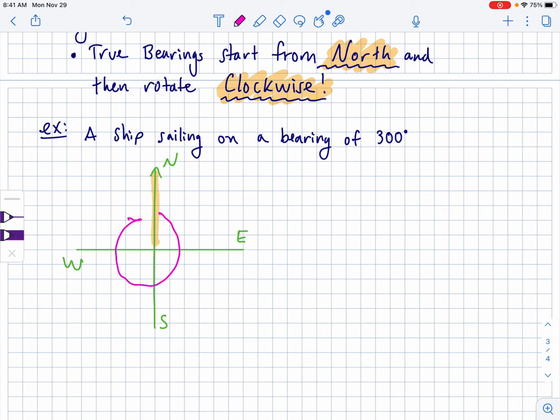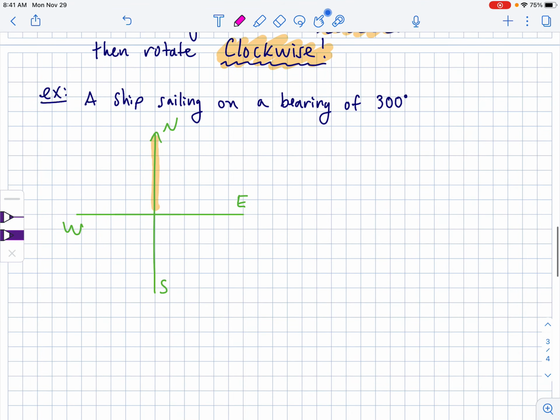So clockwise is rotating this direction. Now, if I rotate through the compass rose, north is 0 degrees, directly east is 90 degrees, south is 180 degrees, west is 270 degrees. So 300 degrees, if I rotate, here's 90, 180, 270, and then a little bit past 270. That would mean this is a bearing of 300 degrees because it rotates 300 degrees clockwise from north.